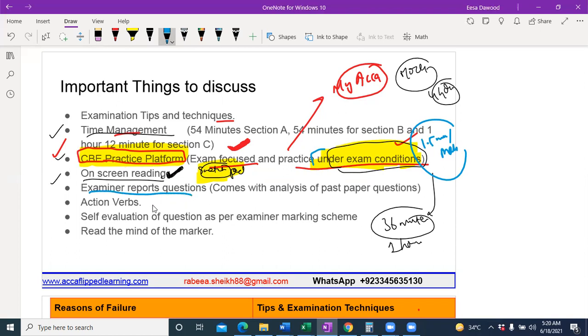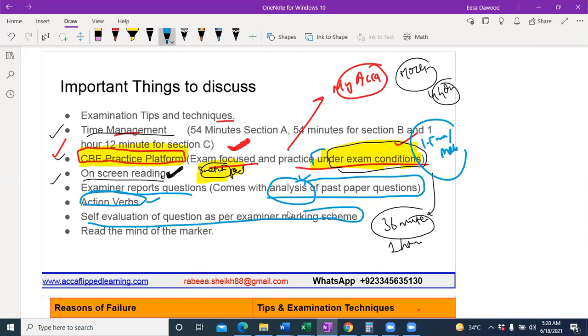Okay, another thing is examiner report questions or real past paper questions, which come with examiner analysis and commentary on what mistakes most students have made and why they selected a certain answer which was wrong. Then another important thing is the action verbs. What are the action verbs? I'm going to tell you what they are, so you can self-evaluate your answer.